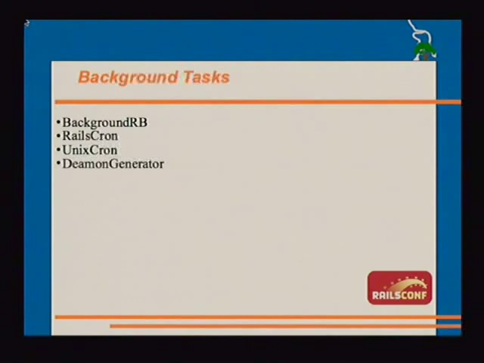There are 4 real options right now for running background tasks. Background DRB has a lot of potential. It no longer works on Windows. It used to. The timed scheduled background tasks is relatively new, and there hasn't been a lot of code activity on it in the last few months.